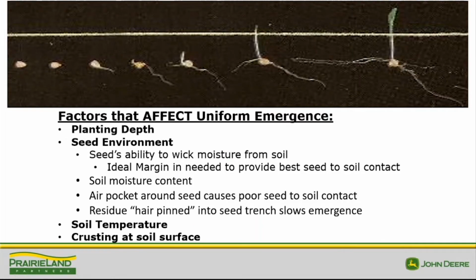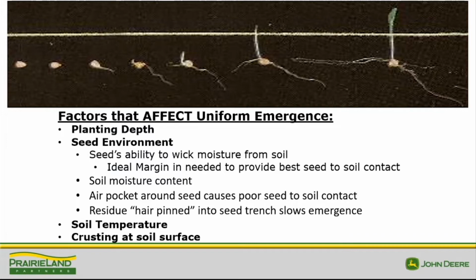So what affects emergence? Well, planting depth, of course, does that. But usually each row has a similar and identical planting depth. So that wasn't it. It's probably the seed environment that affected those three plants. So what we need is corn seeds' ability to wick moisture from the soil into the corn seed and start its sprouting process, as you see here from left to right on the top picture.